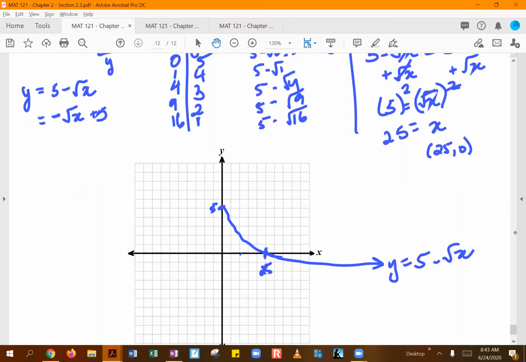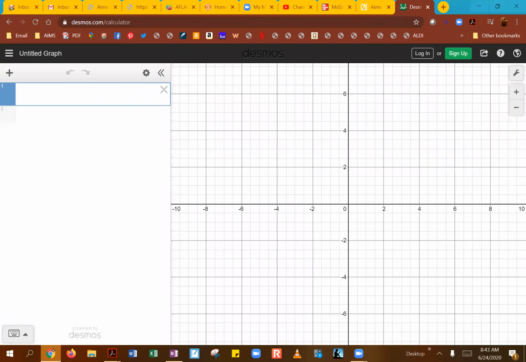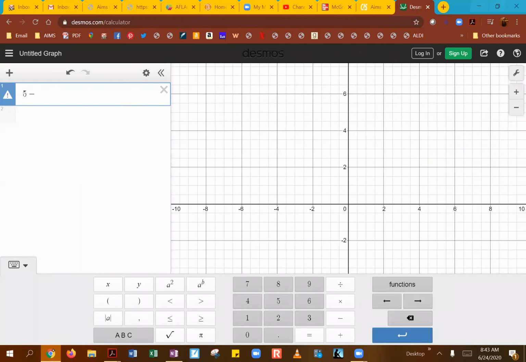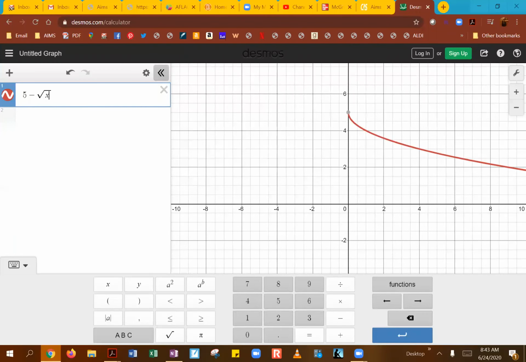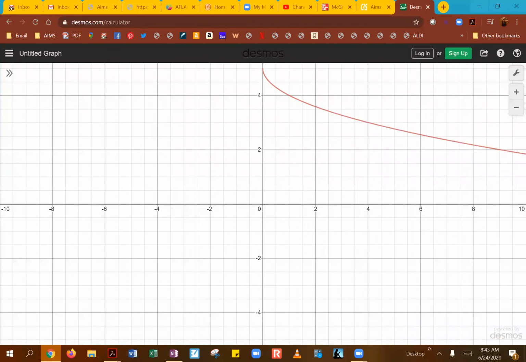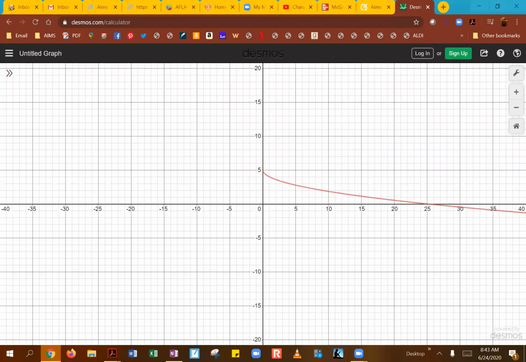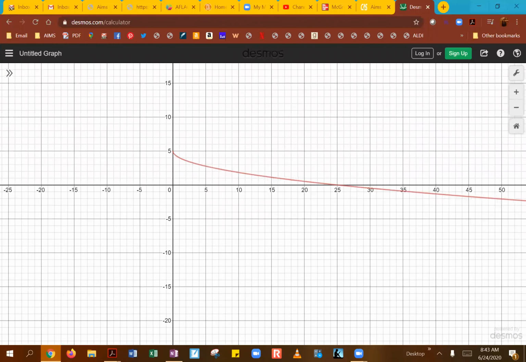And let me show you on Desmos just to give you a better idea of what this graph could look like. So we've got square root of x, and if we zoom out, hopefully you can see right there. So we start at 5, we're going to cross the x-axis at 25, and then of course you will see the arm of our graph is now going to head downwards.